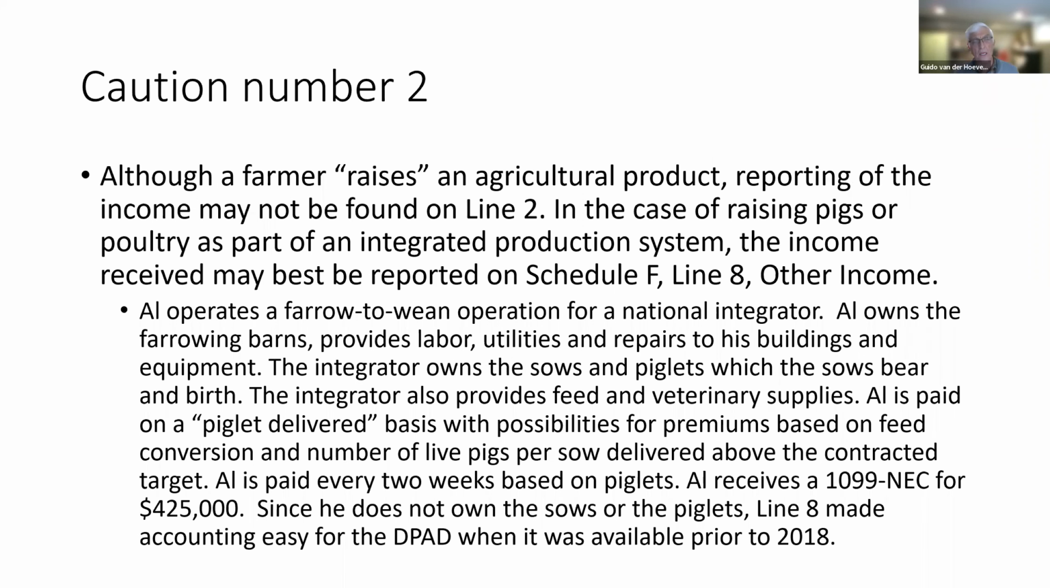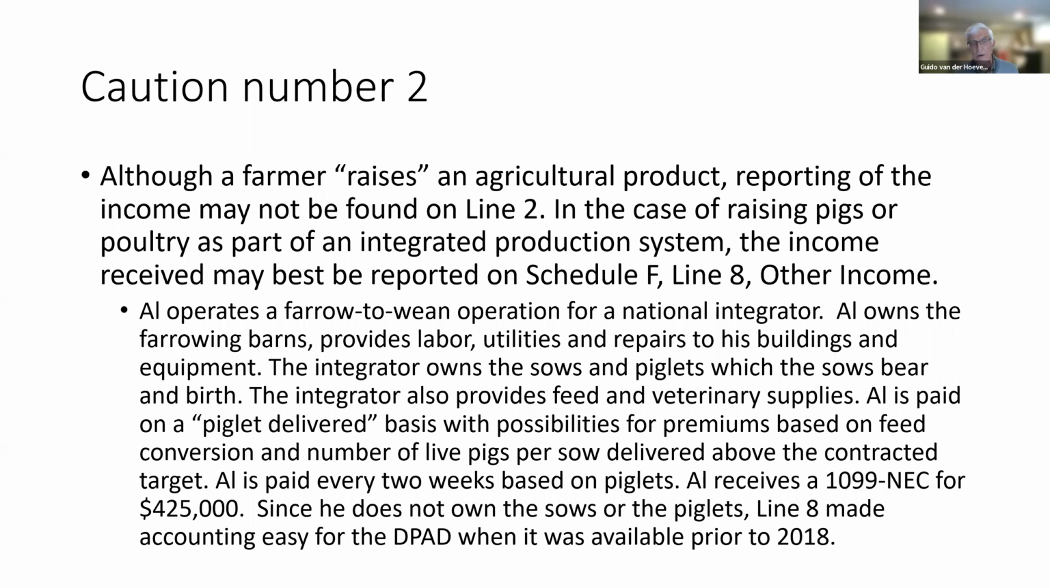Another caution is if farmers are operating in an integrated production system, either with swine or poultry, for example. If they do that, then they're renting space, essentially renting their labor, if you will. And in this case, we've got Al.